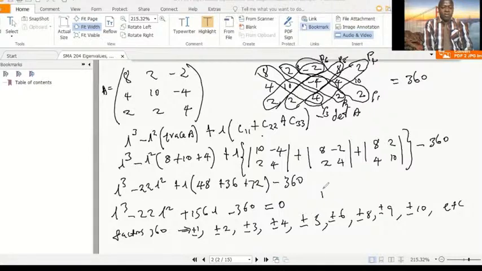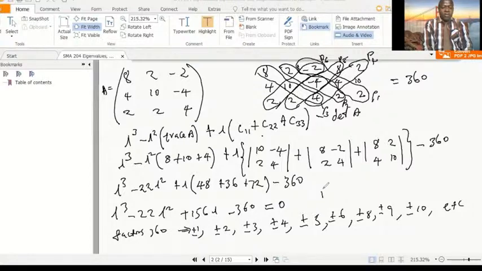And then minus 22 multiplied by 2 squared, which is 4. And then plus 156 multiplied by 2. Then minus 360. Use your calculator and see what you get. The answer is not 0. So try all of these other values. Try all of them until you find one that will give you the answer 0.